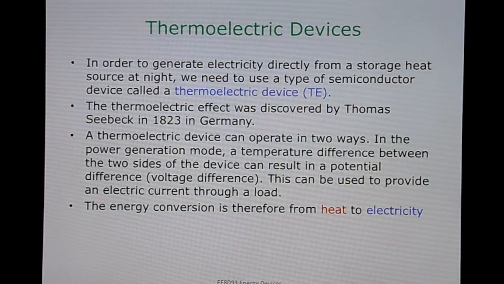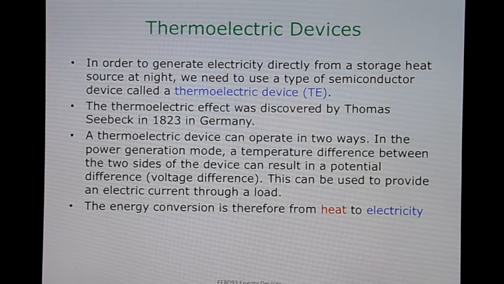So the semiconductor we use in a thermoelectric device is the same kind of material we use to make a solar cell. In the case of a solar cell, we use the semiconductor silicon. So here we use a different kind of semiconductor material to make a TE device.